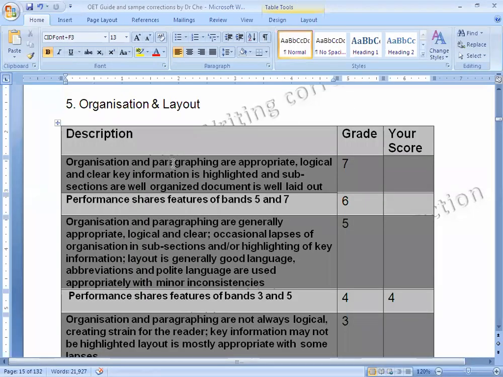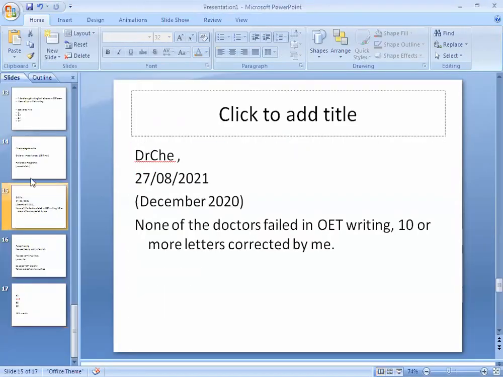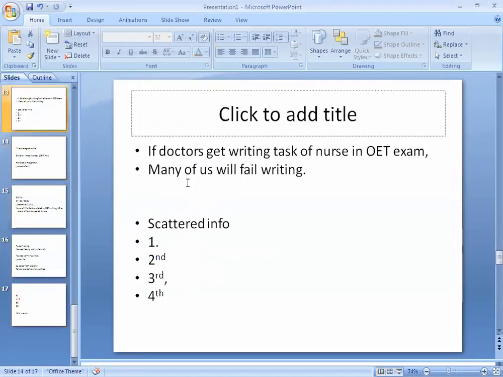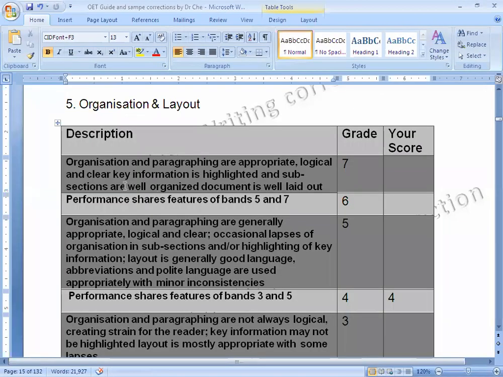So over organization, we have discussed this one about MI and these things. Over organization, over paragraphing should be appropriate. It should be logical. When it is logical, this visit should be written, then this visit should be written. So logical. Key information should be highlighted.